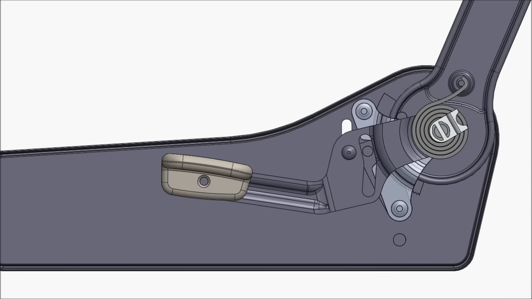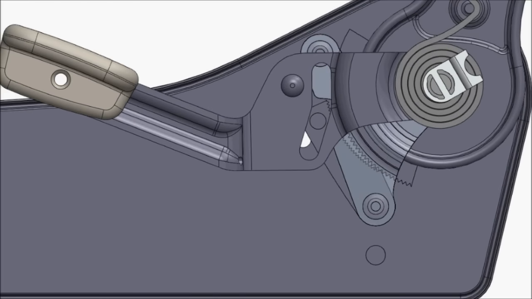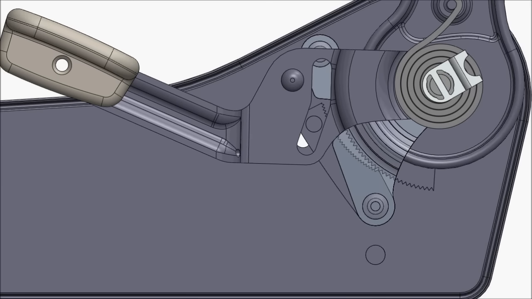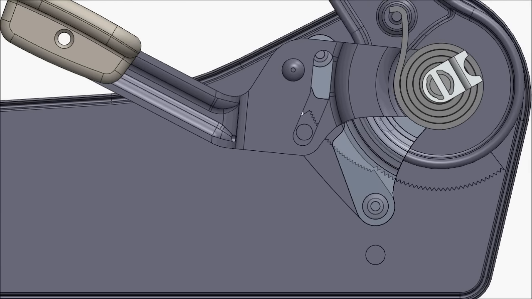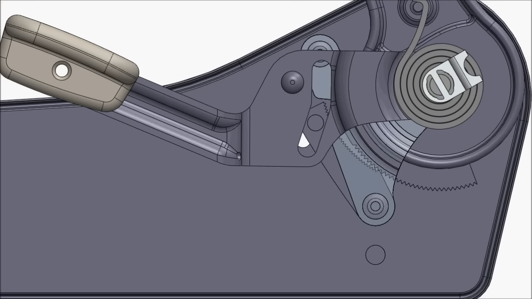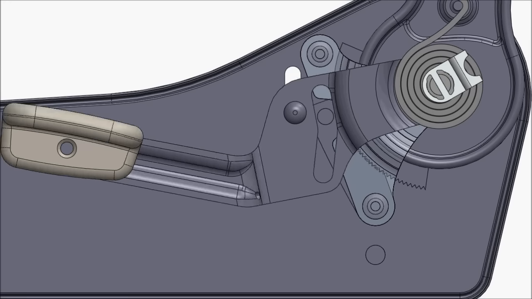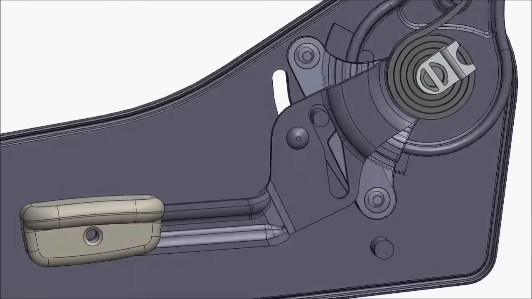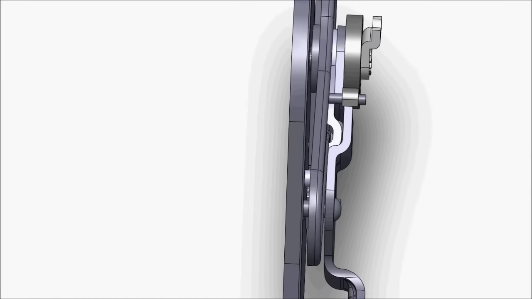Let's look at that again a bit slower and notice that the gears disengage each other as the lever is pulled. When the gears are completely disengaged, the radial spring causes the seatback to swing forward. As you pull the seatback to its original position, the lever swings back into its original place. Now let's look at that from the top view to understand how the parts are layered.